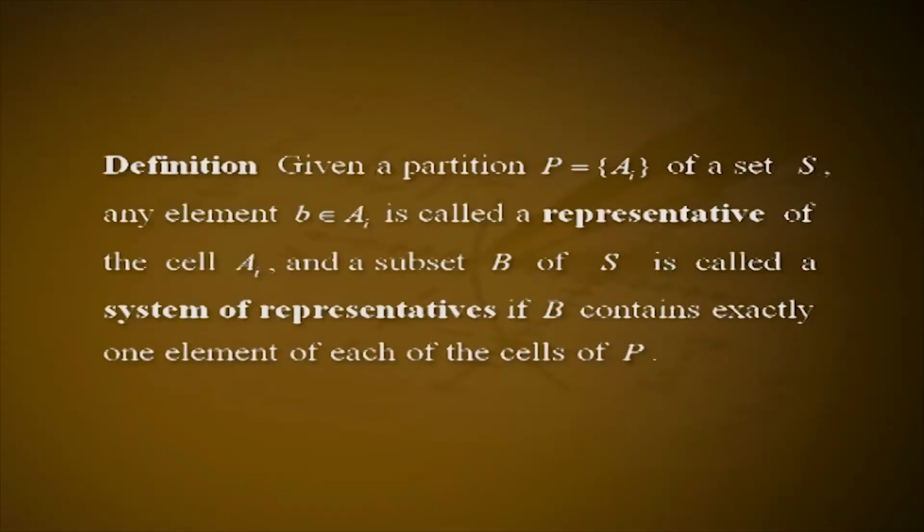Definition: given a partition P equal to the collection A_i of a set S, any element b belonging to A_i is called a representative of the cell A_i, and a subset B of S is called a system of representatives if B contains exactly one element of each of the cells of P. Example 5. B equal to the set consisting of 1, 2 and 7 is a system of representatives of the partition P3 in example 4. Another system of representatives for the same partition P3 is B1, equal to the set consisting of 3, 4 and 9.